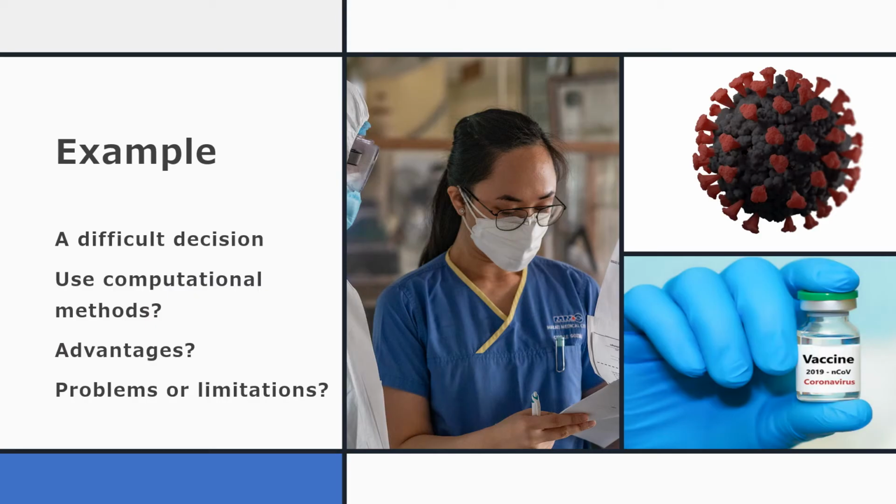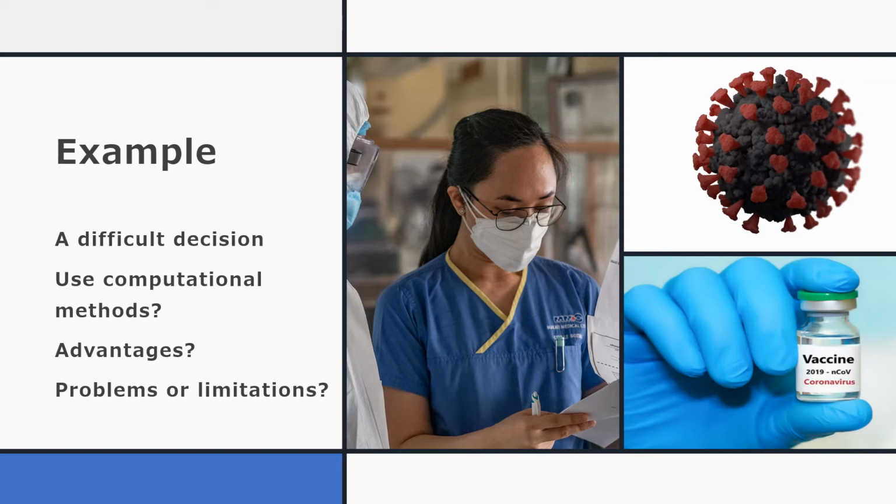So I'm just going to use an example. Supposing there are limited supplies of a vaccine for any medical condition within a community, and the government or the community have to decide who to prioritise for those vaccines. Is this a decision that can be made using simple computational methods? Are there any advantages to using computational methods for a question like this? And are there any problems or limitations on the use of computers to solve problems like this?